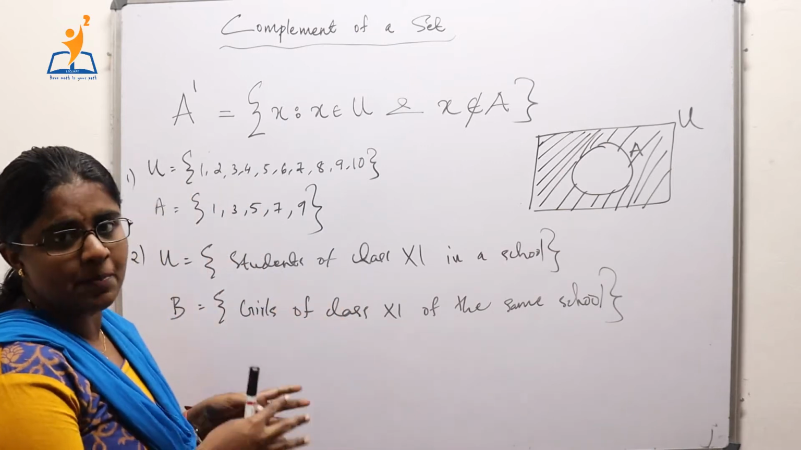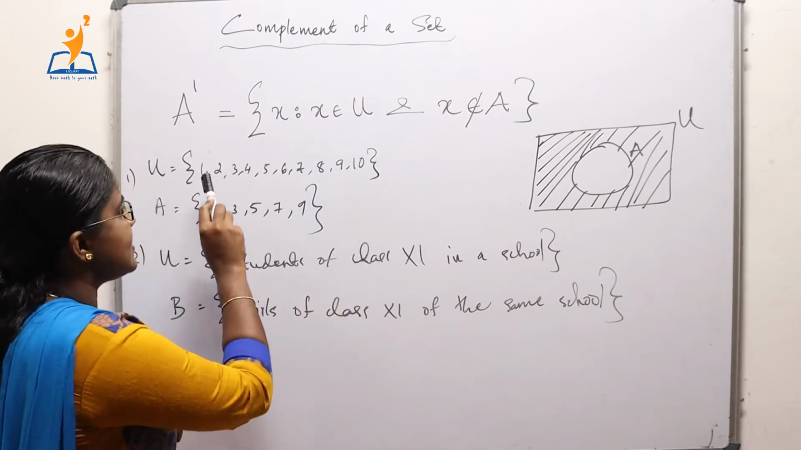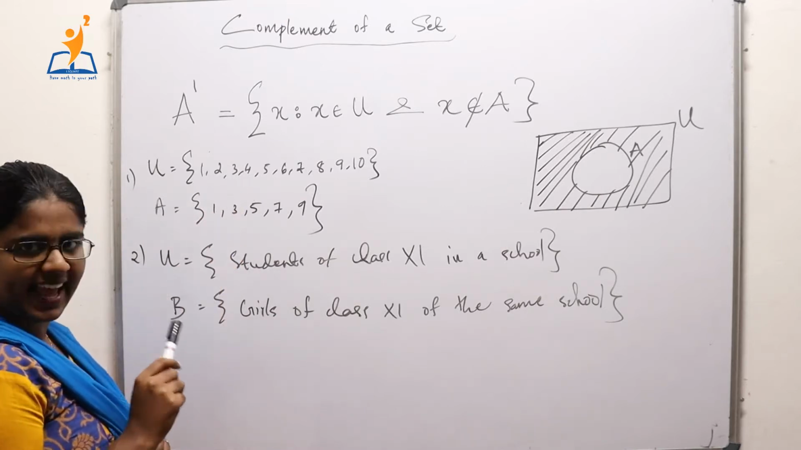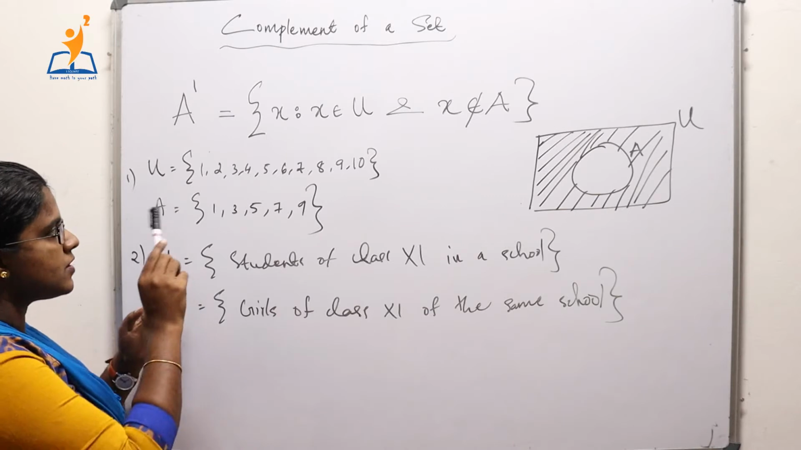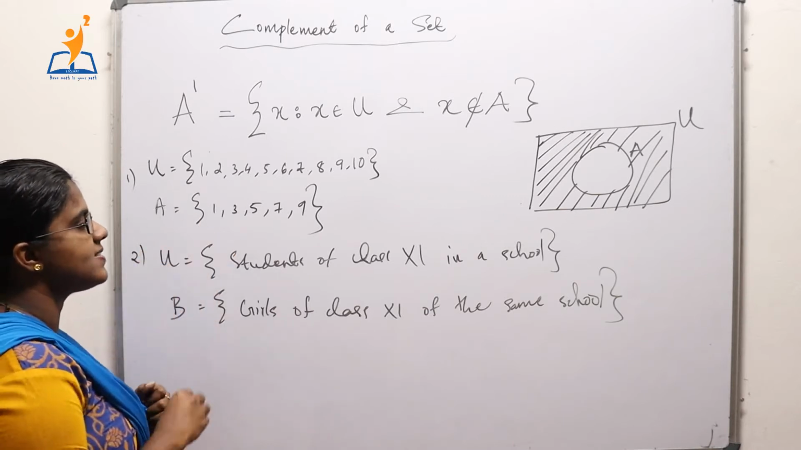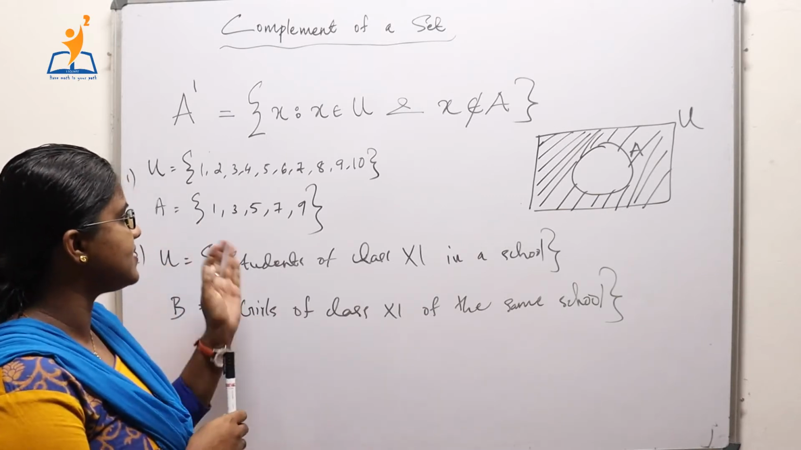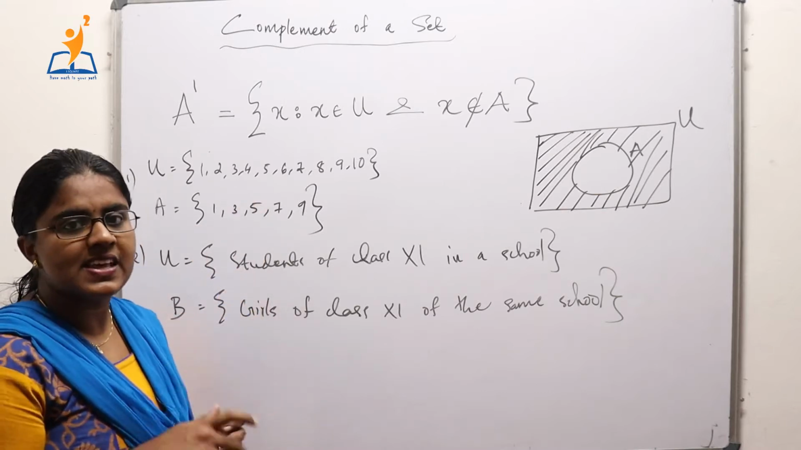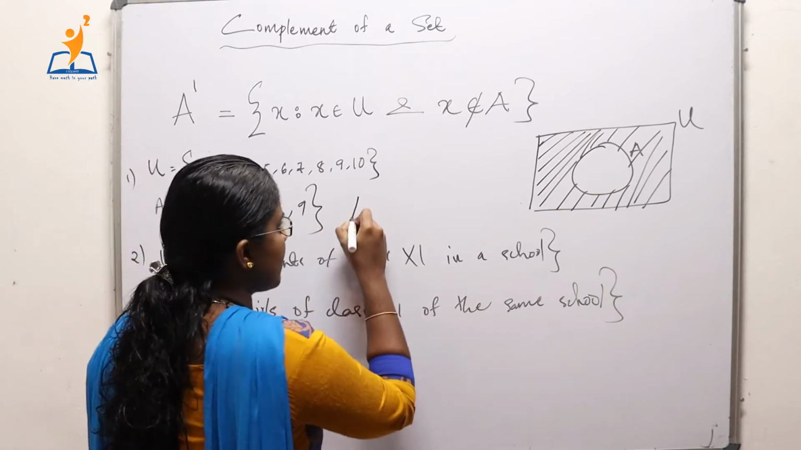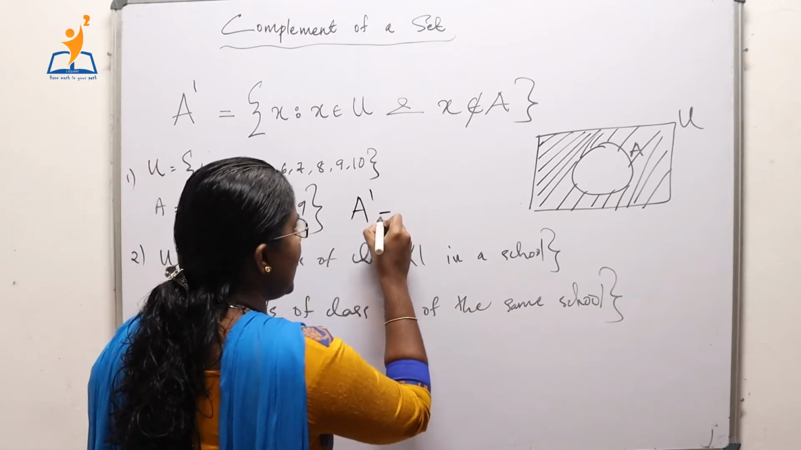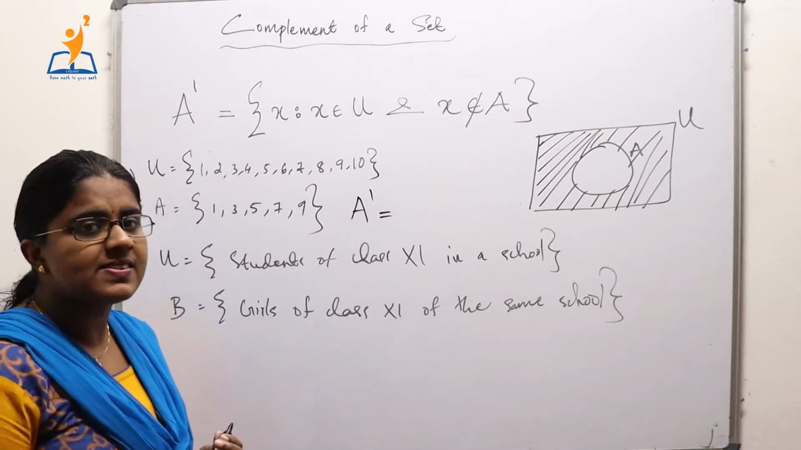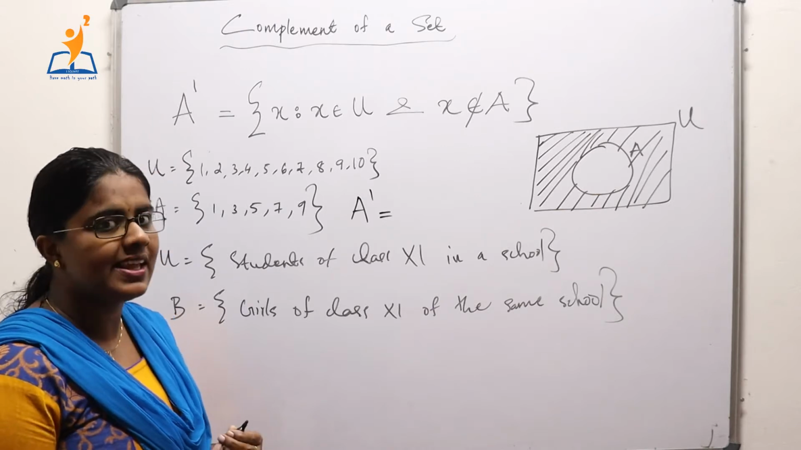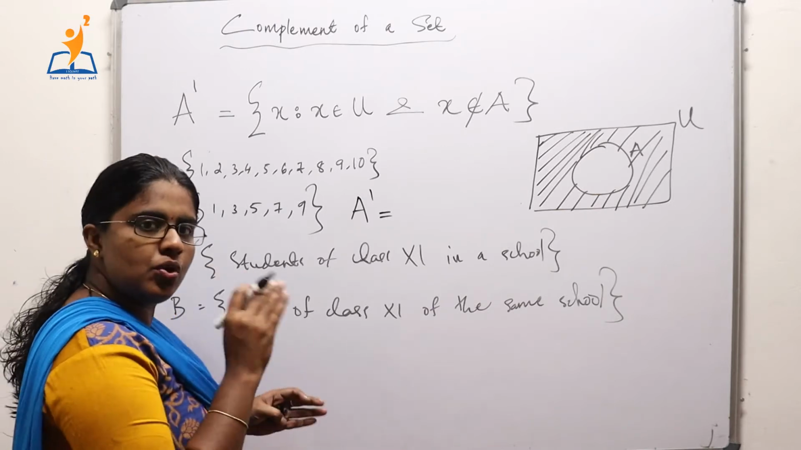Now, let's do some examples. We have the universal set in the first question as 1, 2, 3, 4, 5, 6, 7, 8, 9, 10, and A is a subset of the universal set, given as 1, 3, 5, 7, 9, that are the odd numbers from the universal set. So, what will be our A complement? We know that it is the set of elements of the universal set which are not present in A. That is simply U minus A.